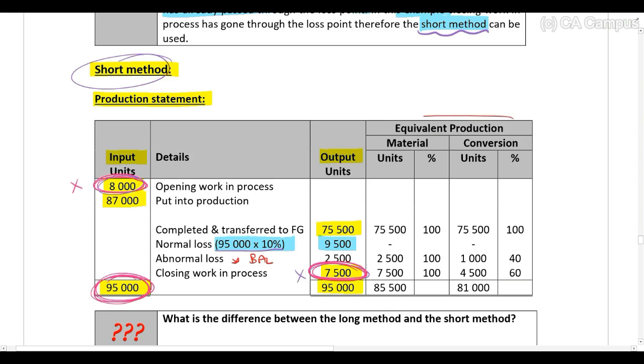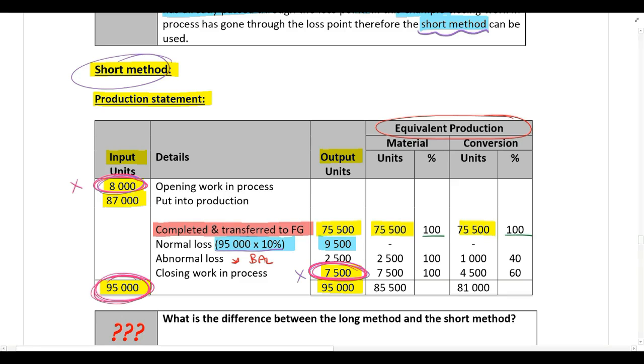Then if we complete our equivalent production, as a recap, remember I said to you, for current production or units completed and transferred during the current period, we make an assumption, we start production and we complete production in this period. We assume we do 100% of all of the work in this period. So we allocate 100% to both columns.